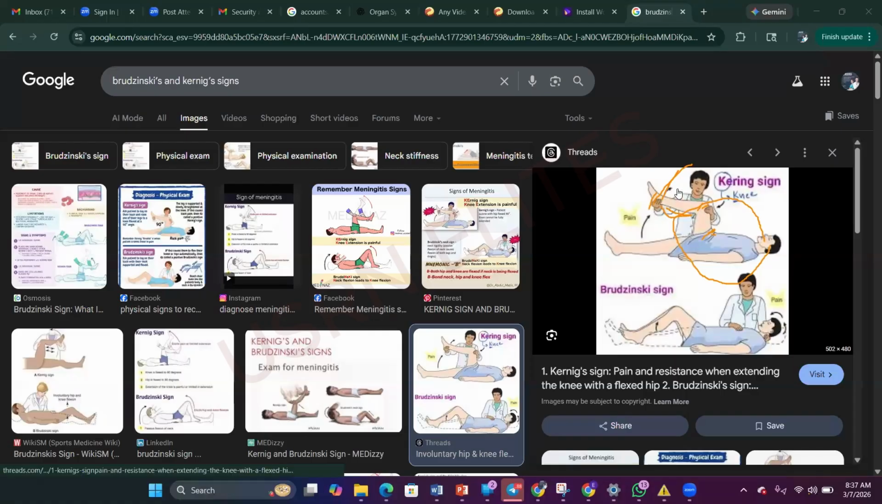All right. You can have lots of pictures to demonstrate that. Then look at the down part, the Brzezinski sign. The Brzezinski sign is the person will lie flat. Okay, the person will lie flat, and when you try to flex, so you see the healthcare provider or the one who is performing the action is trying to flex only the head part, right?